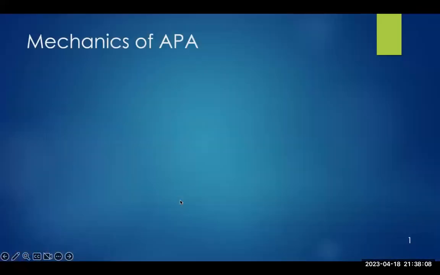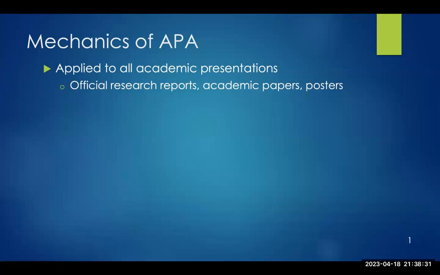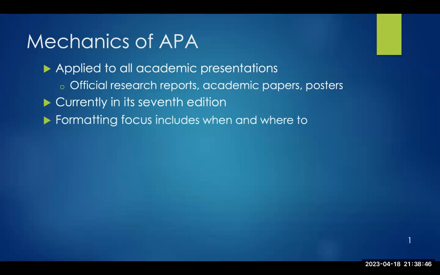So APA stands for American Psychological Association. And when we talk about that, we're really talking about a type of writing that the APA has developed. And really, it's a form of writing formal papers. So it applies to all academic presentations, and that includes not only research reports, but also any kind of academic papers and posters as well. So we are now in APA 7, meaning there have been 7 iterations of this form of writing. And I actually find that the changes from APA 6 are really well done.